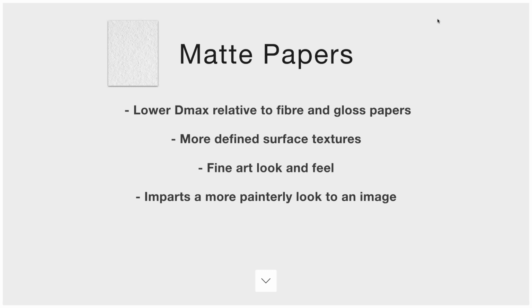So let's talk about matte papers. Matte papers, as I said, all have lower Dmax relative to other papers, such as fiber and gloss papers. They can have more texture than other papers. So you're going to be able to find greater amounts of texture in a matte paper than you are in a fiber or gloss or a non-matte paper. And matte papers tend to have more of a fine art look and feel.